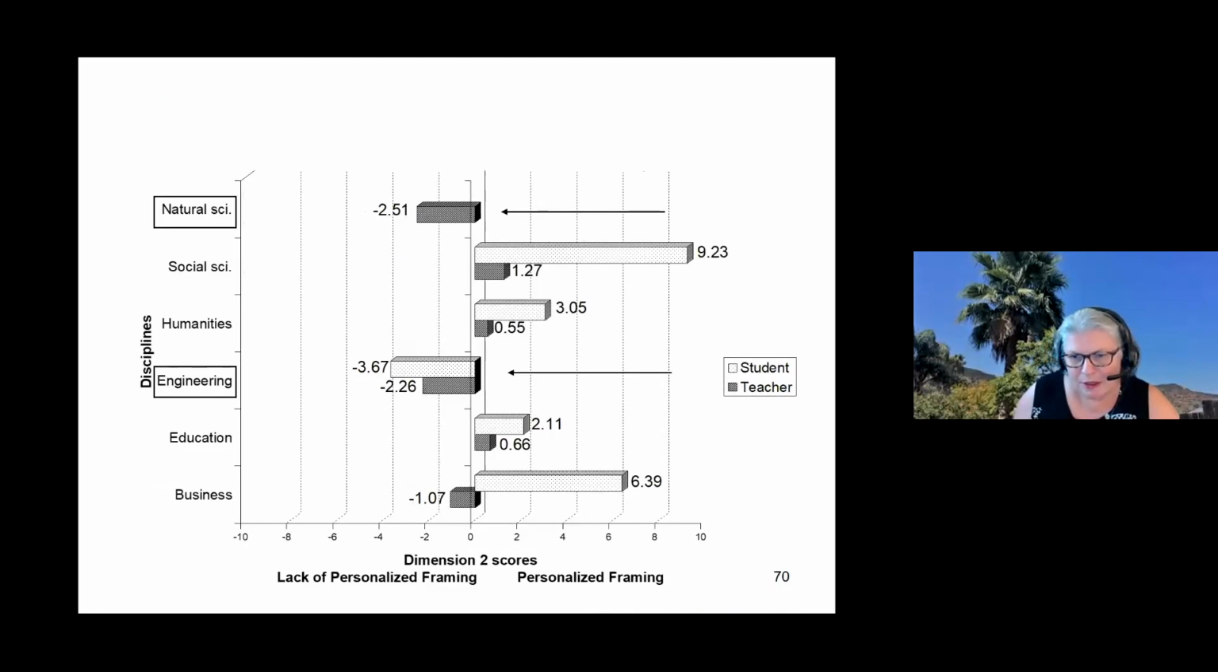That's dimension 1 scores. Dimension 2, again, natural sciences have no student language in them that's longer than 100 words, and in engineering classes, the students and the teacher are on the same page about not using any personalized framing devices at all.